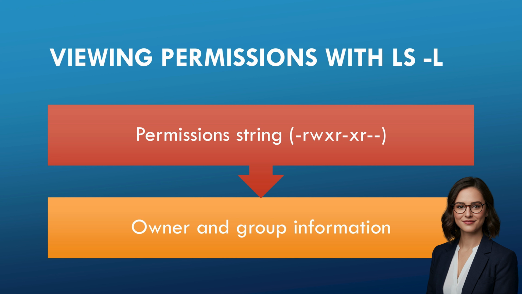To understand the current permissions and ownership of a file or directory, you'll often use the ls -l command. The long listing provides detailed information, including the permissions string, like -rw-r--r--, the owner, and the group. The first character in the permission string indicates the file type, for example, a dash for a regular file, d for directory. The next 9 characters are in 3 sets of 3, representing the permissions for the owner, group, and others in that order: read, write, execute.